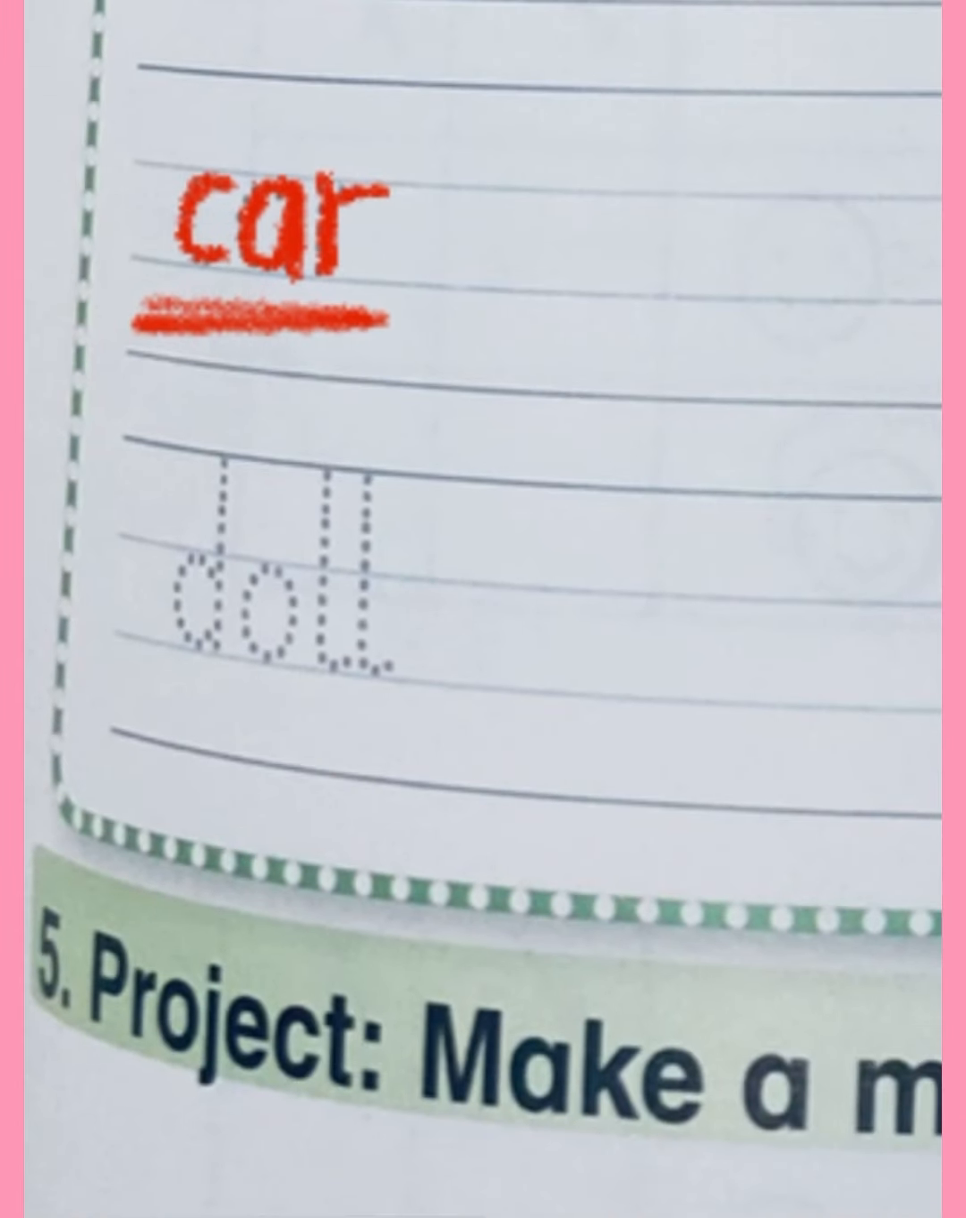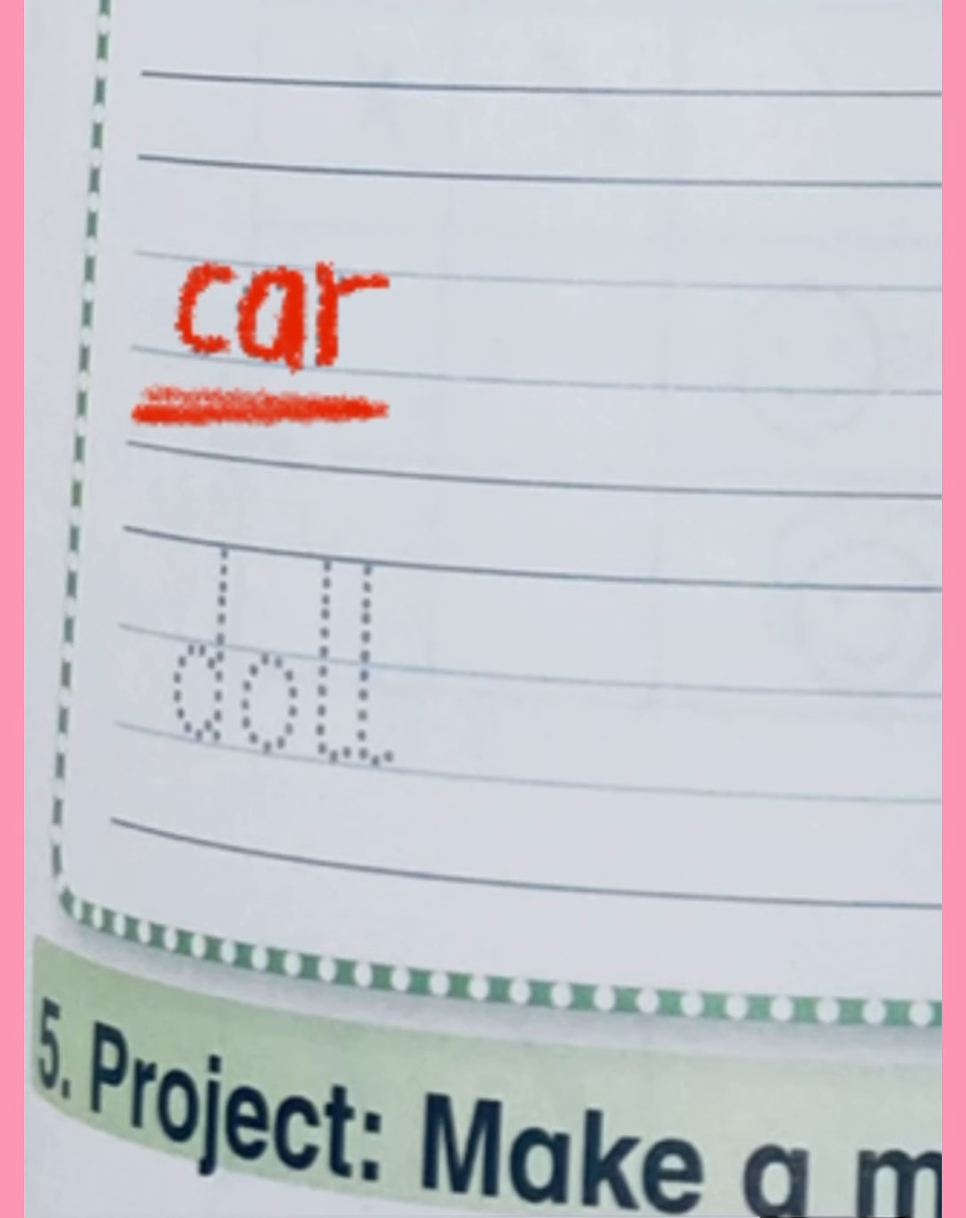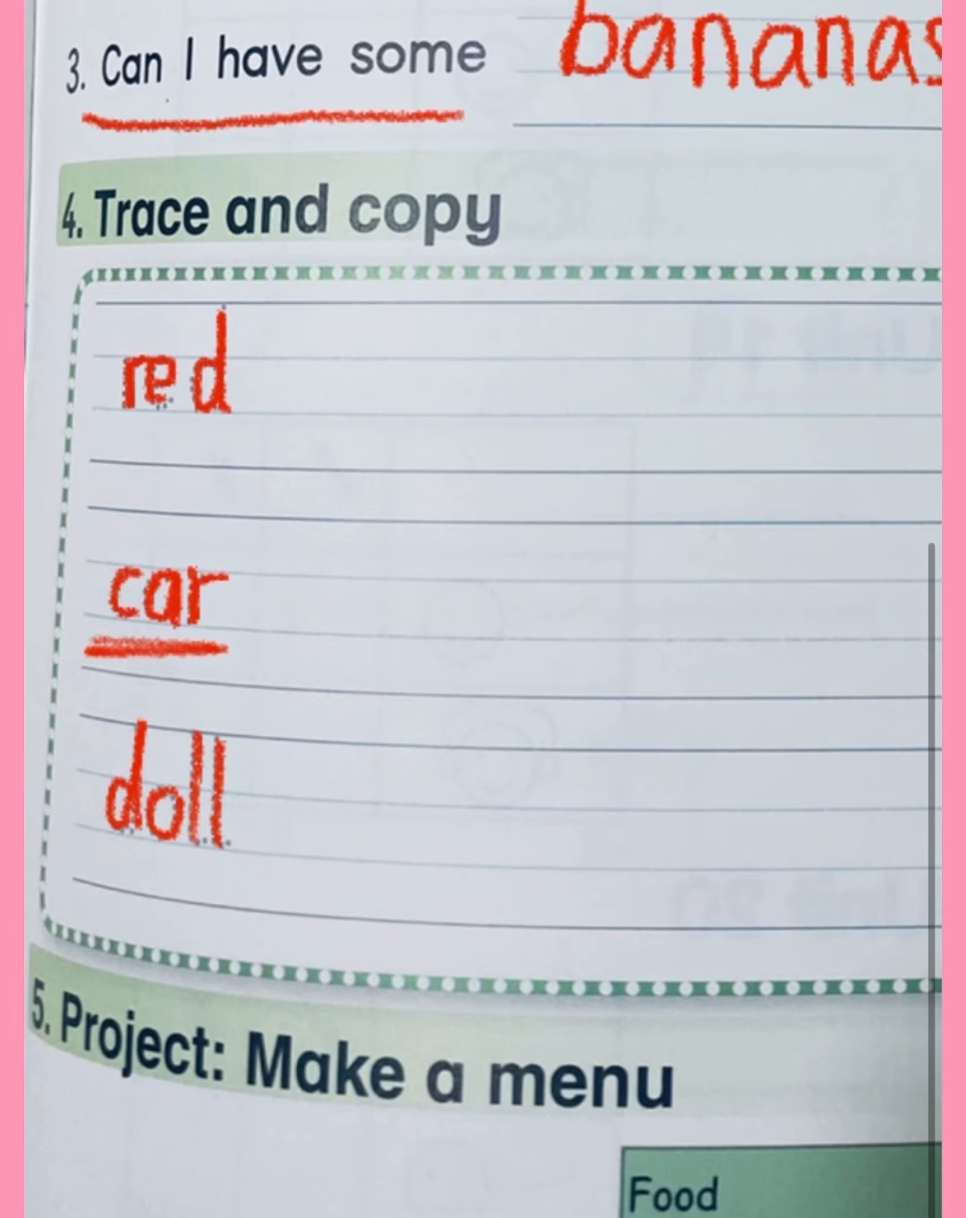Yalla ya Naya. D, O, L, L. Yalla Naya and Milana. D, O, L, L. It's a doll. Excellent. It's a doll. D, O, L, L. It's a doll. Doll means dumya. Bravo, ya Mariam. Doll means dumya. Let's write it. D, O, L, L. Doll. Okay.